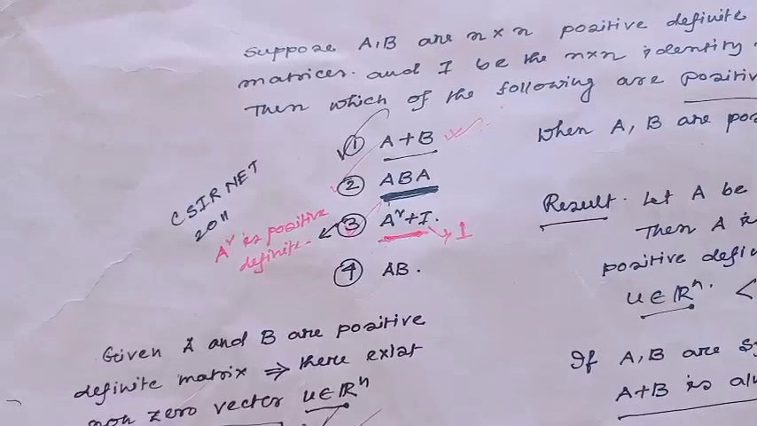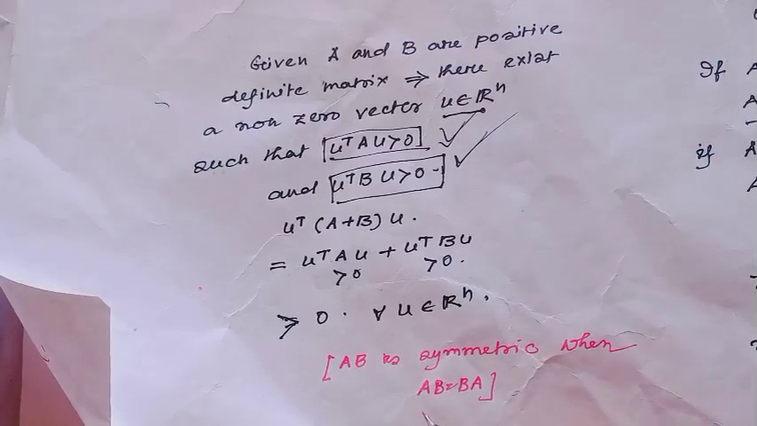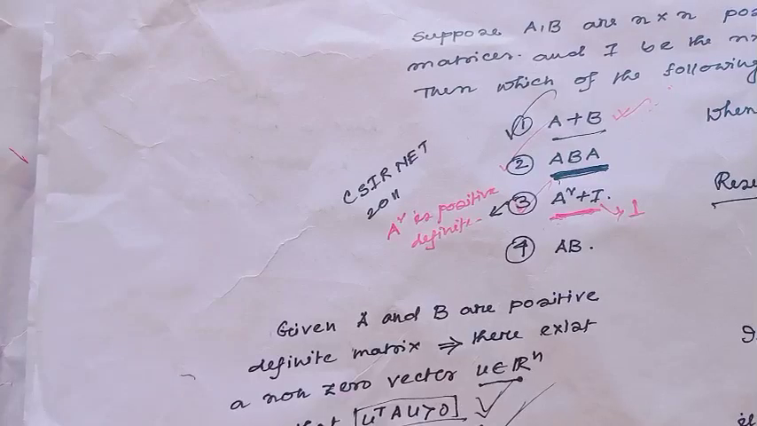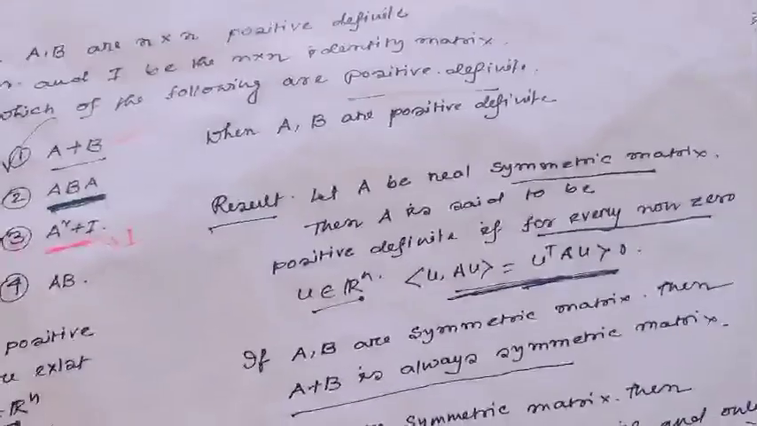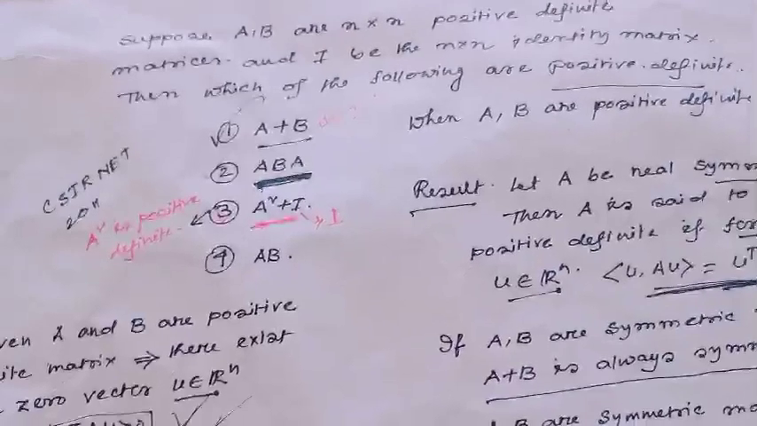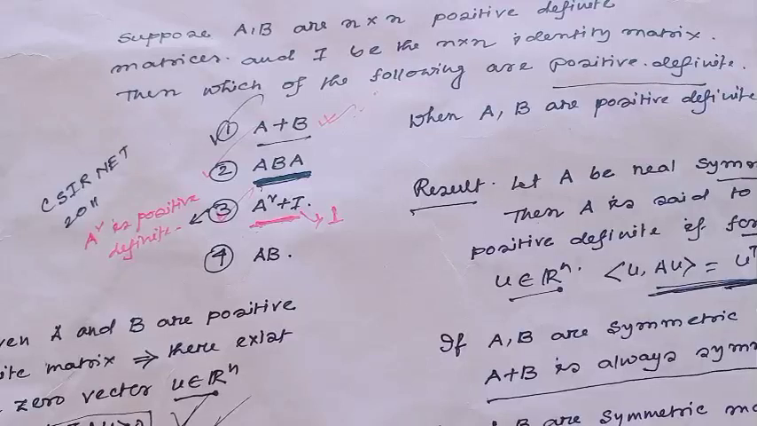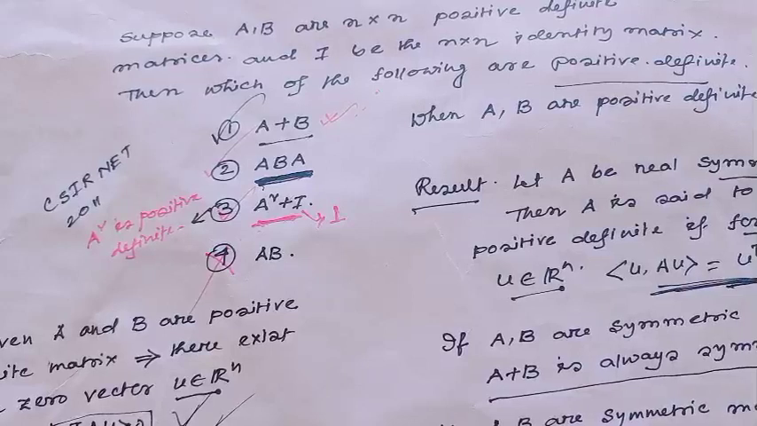Option 4 implies: is AB positive definite? We all know AB is symmetric when AB equals BA. That means the matrix AB is not always symmetric. The definition of positive definite applies to symmetric matrices. So whether AB is positive definite or not, we cannot tell always. So option 4 is a wrong option. That means only option 1, option 2 and option 3 are right options.